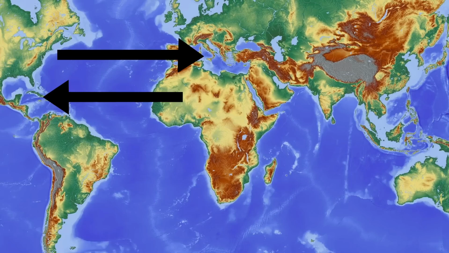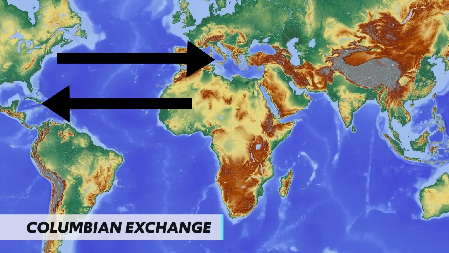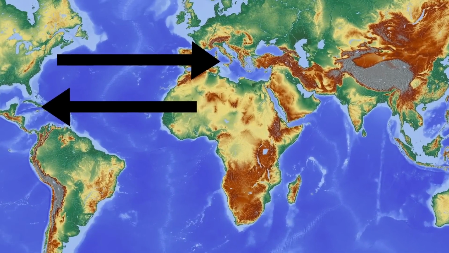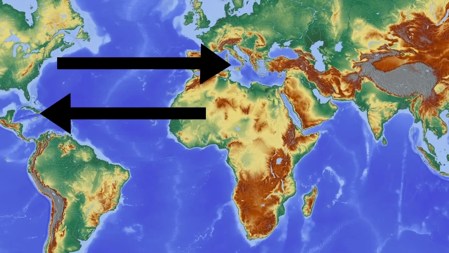Now, the general term for this exchange is the Columbian Exchange. By definition, the Columbian Exchange is the transfer of people, animals, plants, and diseases from the east to the west and from the west to the east. Now, it's going to be important for you to know some of the specific items that were transferred between these two hemispheres. And just for fun, let's start with food.